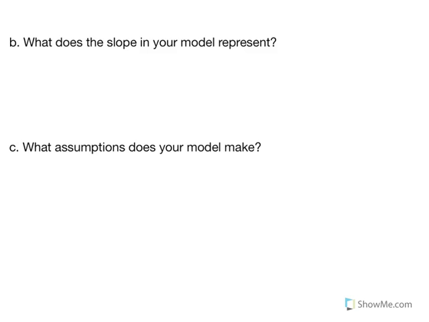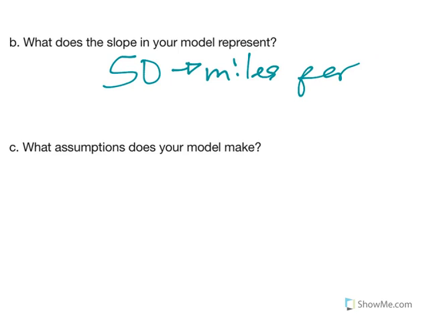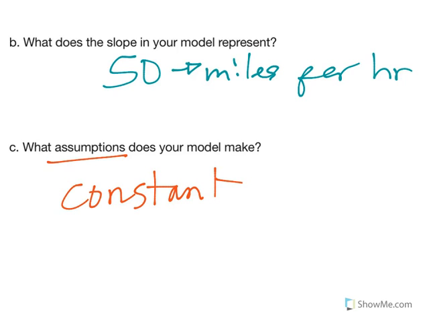Now, what does the slope of the model represent? Well, our slope was 50, and it represents miles per hour. And what assumptions does your model make? And this is true about all models. The assumption is that we stay constant. So if you're driving for 7 hours, you drive 50 miles an hour consistently, 7 hours, no braking, no speeding up, no stopping, no nothing.